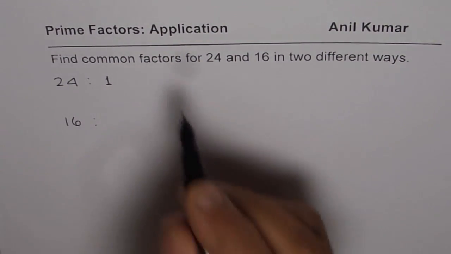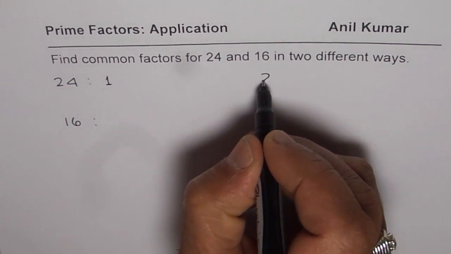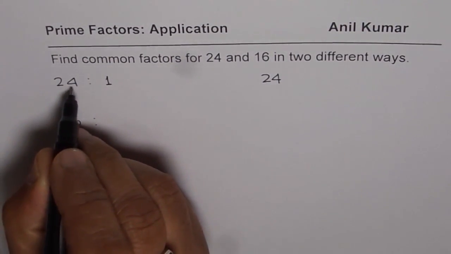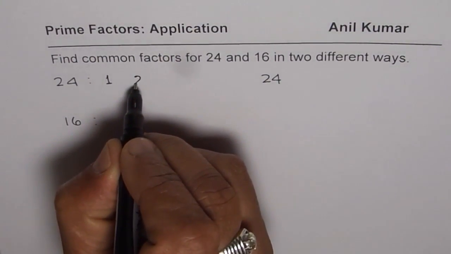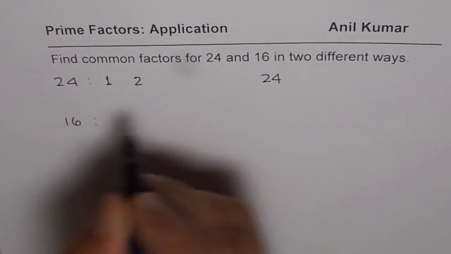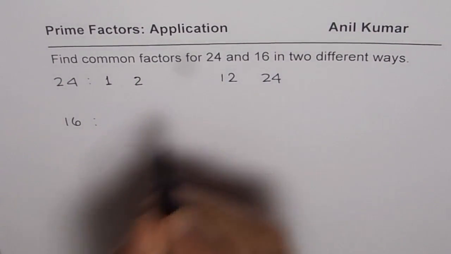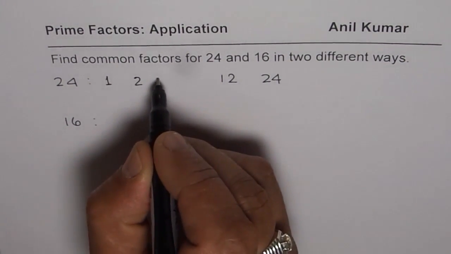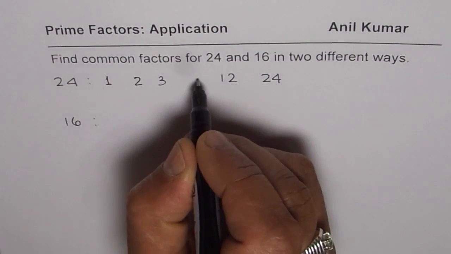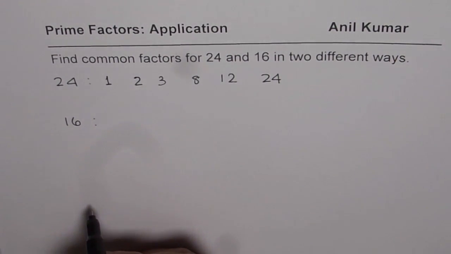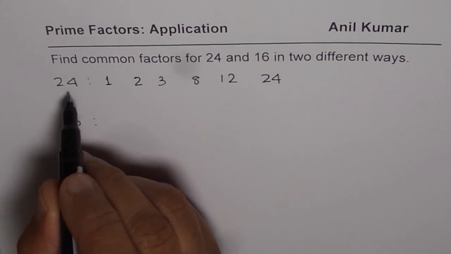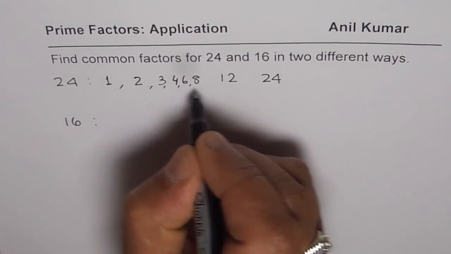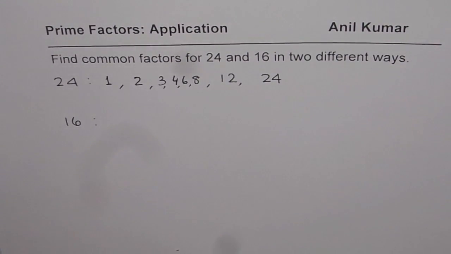1 times what is 24? 1 times 24 is 24. So we get 1 times 24. Then it's an even number, so 2 is also a factor of 24. 2 times 12. 4 plus 2 is 6. 6 can be divided by 3. 24 can be divided by 3 also. 3 times 8 is 24. And then 4 times 6 is 24, right? So 4 and 6. So we get so many factors for 24.